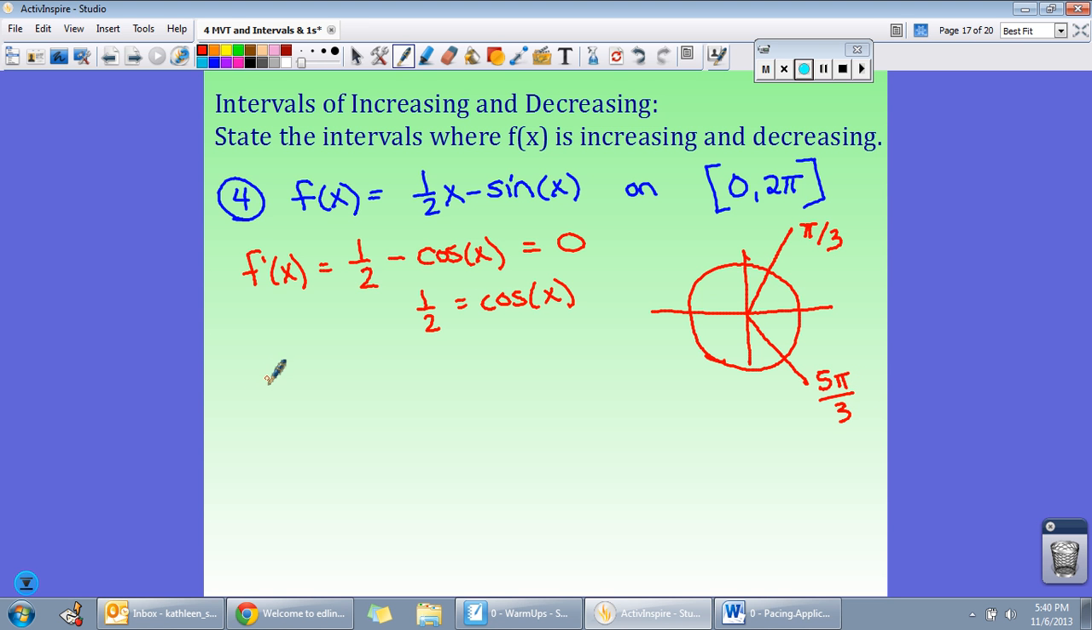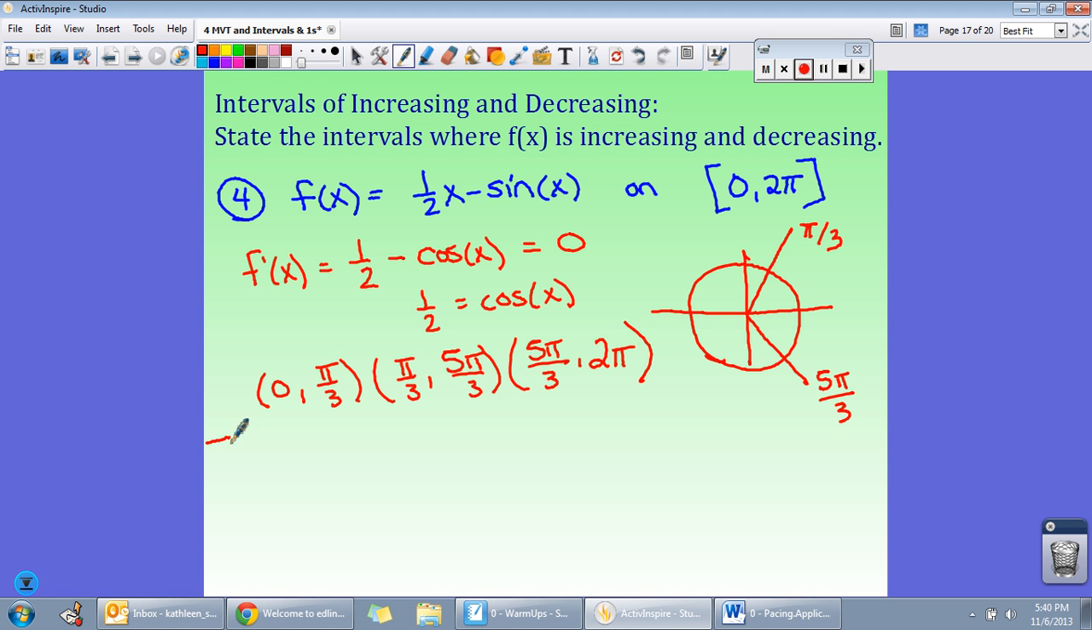So our test intervals on the interval from 0 to 2 pi: we're going to start at 0 and go to pi over 3, go from pi over 3 to 5 pi over 3, and then from 5 pi over 3 to 2 pi. We don't go to infinity and negative infinity because of our interval.